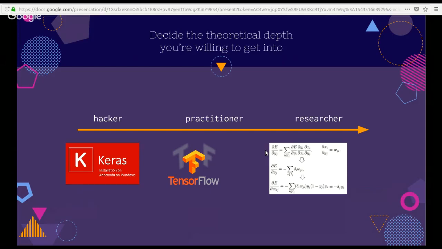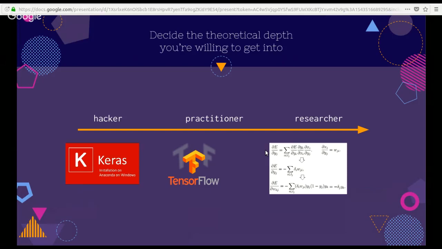There are loads and loads of different levels. And actually, one way of looking at that is to decide the theoretical depth that you're willing to get into. So let me explain this a little bit more. You can start playing around with artificial intelligence and machine learning as a hacker would do.